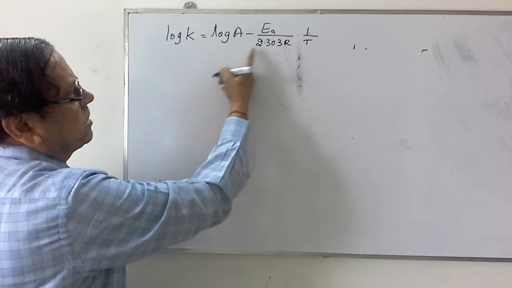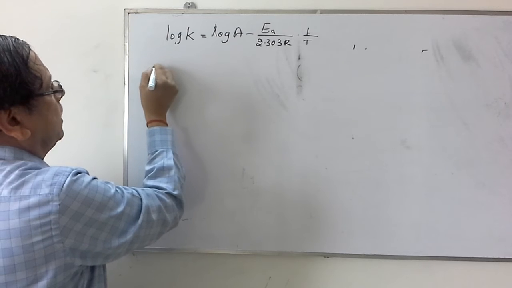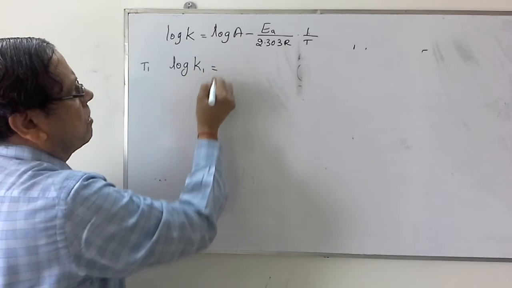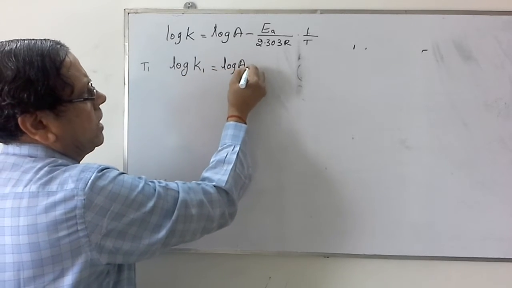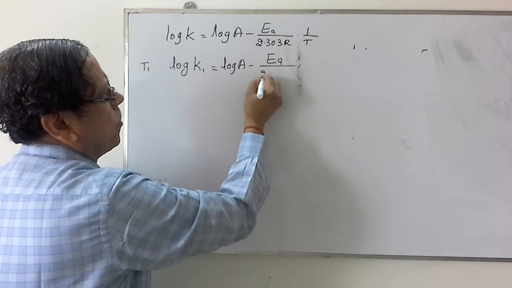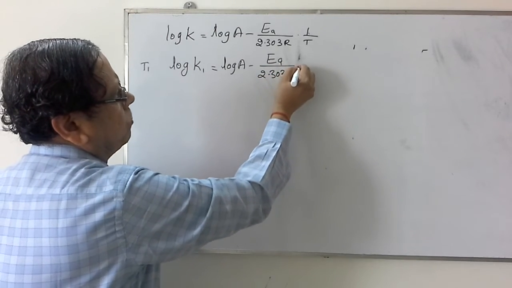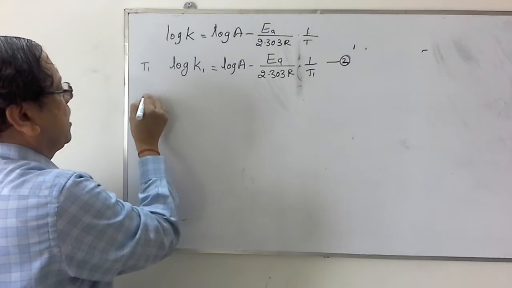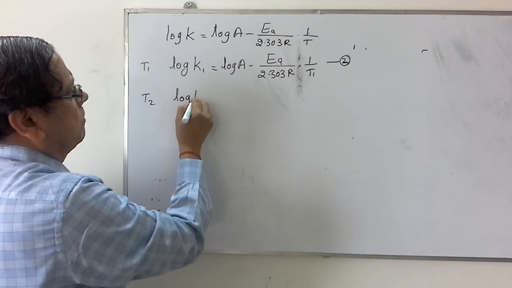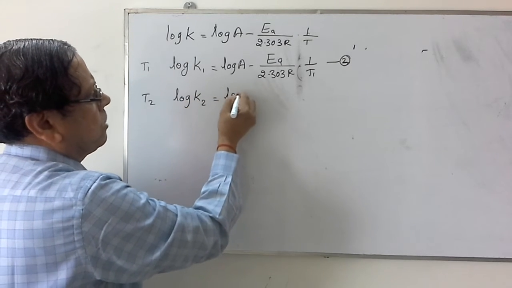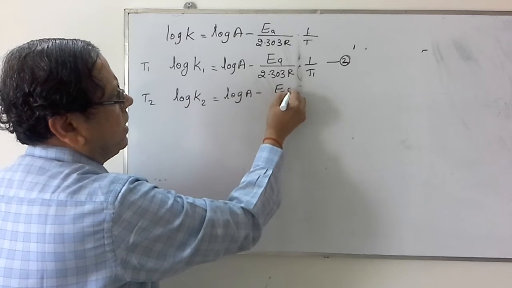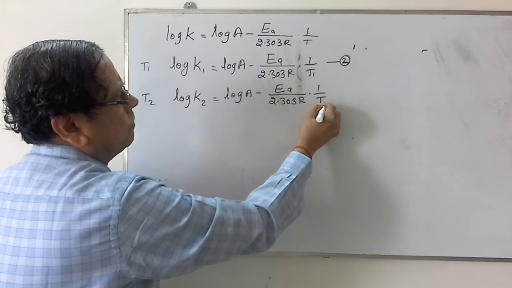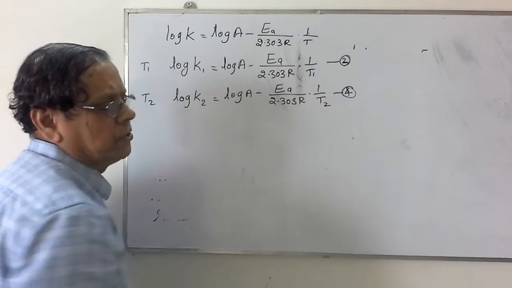If you write the same equation at two different temperatures, assume that at a temperature T1 the velocity constant is k1, then we write log k1 is equal to log A minus Ea by 2.303 R into 1 by T1. Let us say this is equation number 3. Similarly, at a temperature T2, the logarithm of k2 will be equal to log A minus Ea by 2.303 R into 1 by T2. This is equation number 4, assume.